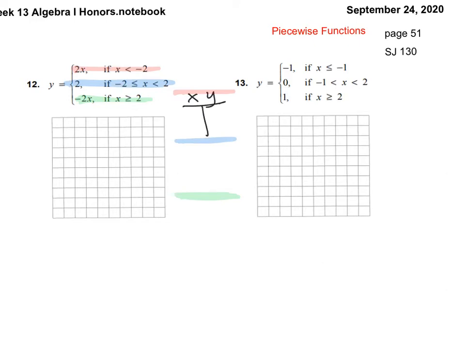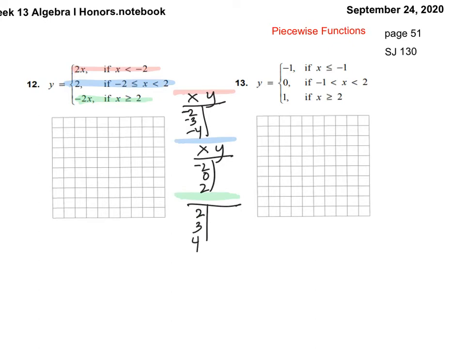I'm going to put my numbers first. Less than -2, so -2, -3, -4. Between -2 and 2, pick one number between them. Why not put 0? And then the bottom one where the green is highlighted, greater than 2. So I'm going to put 2, 3, 4.